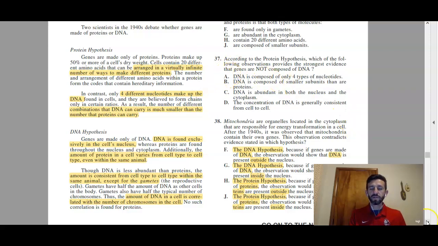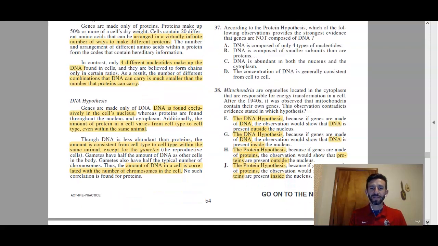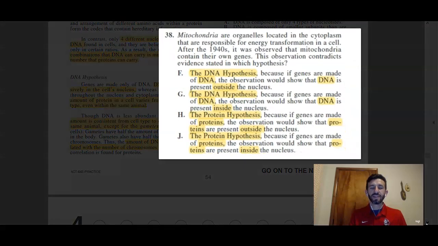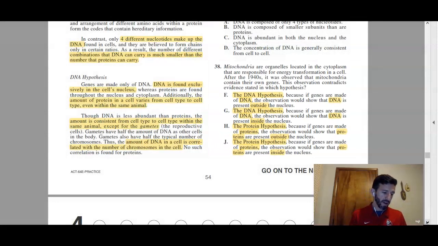Let's look at number 38. Again, this is something where we're just referring to the text and answering the questions. Okay. Question 38. Take a moment to read the question. All right, now let's go over it. The thing that I noticed that's different here, it's saying DNA hypothesis, genes are made of DNA because DNA is either outside or inside the nucleus, or protein hypothesis. Genes are made of protein because proteins are inside or outside the nucleus, okay?